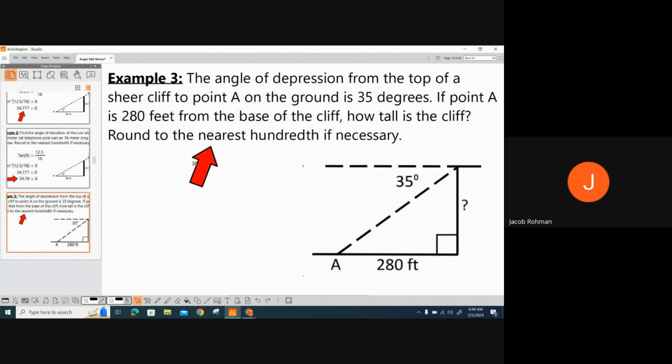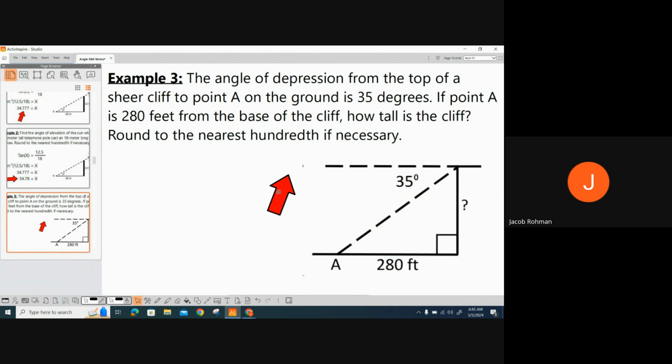Example 3, it says the angle of depression from the top of a sheer cliff to point A on the ground is 35 degrees. So this point here is where we're looking at, and it creates an angle of depression here at 35 degrees. If point A is 280 feet from the base of the cliff, how tall is the cliff? Here's the base of the cliff right here, and then it's 280 feet out to point A. So we're looking to find how tall this thing is, which is where the question mark is right now.